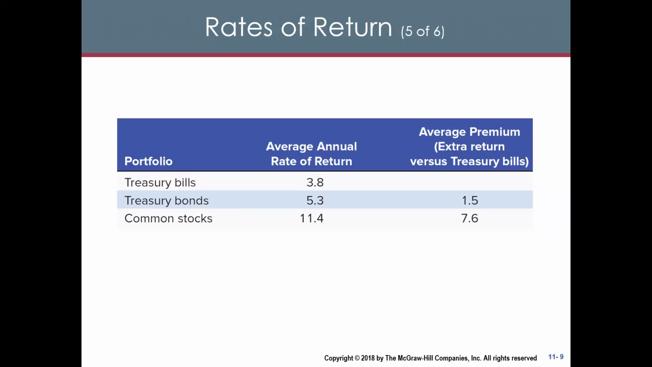Okay, why? Because the treasury bonds are also backed by the government, but they are long term. So you may have some interest rate risk associated with them. So you need to be compensated for this risk by getting a higher return, which is 1.5, and that's the risk premium. And the common stock not only have the interest rate risk, but they also have the risk that the company may default in their value. Because of this higher risk, they have a higher premium, and the premium is calculated as 11.4 minus the risk-free rate of 3.8, and that's 7.6%.